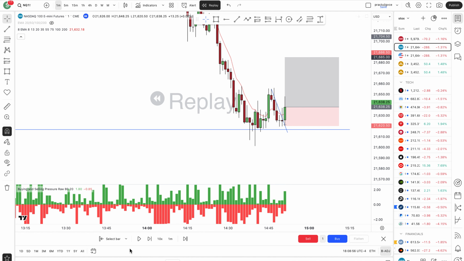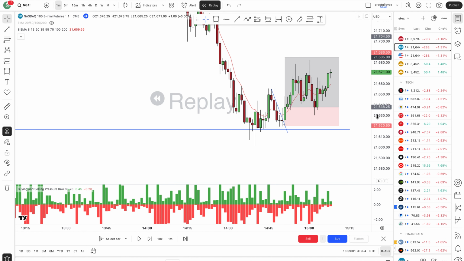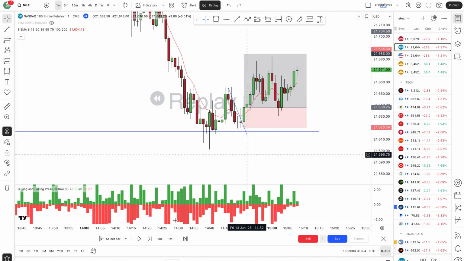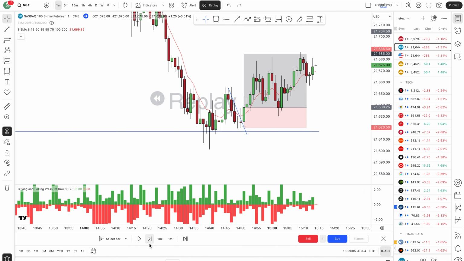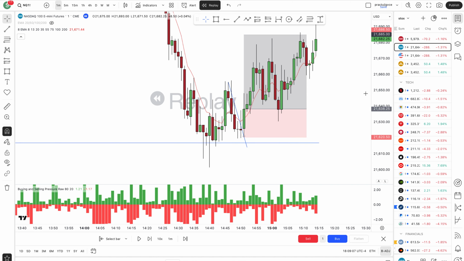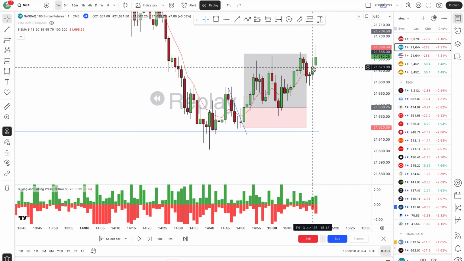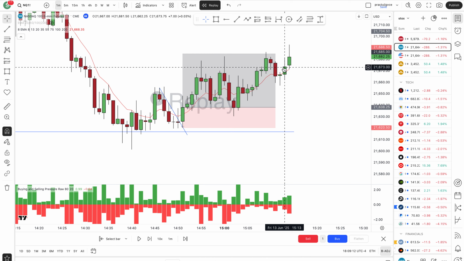and nice move up. I took profit somewhere up here. All right, and then also there was another little setup that you could have scalped that I didn't take right here. All right, I didn't take it because this upwards wick is a little too big for my liking.